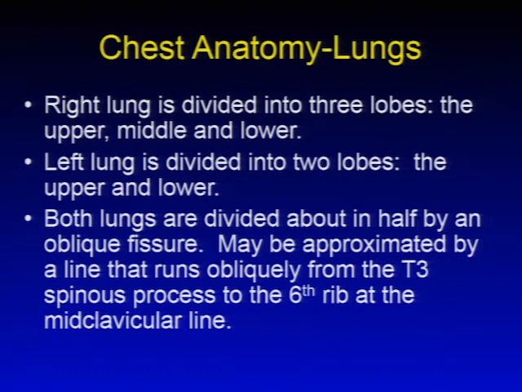The right lung is divided into three lobes, the upper, middle, and lower lobes. The left lung is divided into two lobes, the upper and lower. Both lungs are divided about in half by an oblique fissure. This may be approximated by a line that runs obliquely from the T3 spinous process to the sixth rib at the midclavicular line. The topical anatomy of the lungs as discussed is important to the anesthesiologist for auscultation as well as for invasive procedures such as central venous access, and nerve blocks such as the supraclavicular, infraclavicular, and paravertebral nerve blocks.